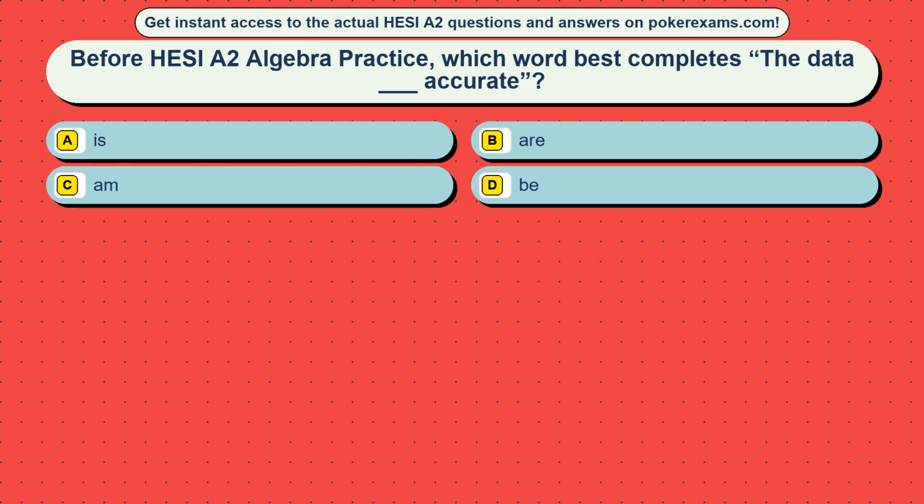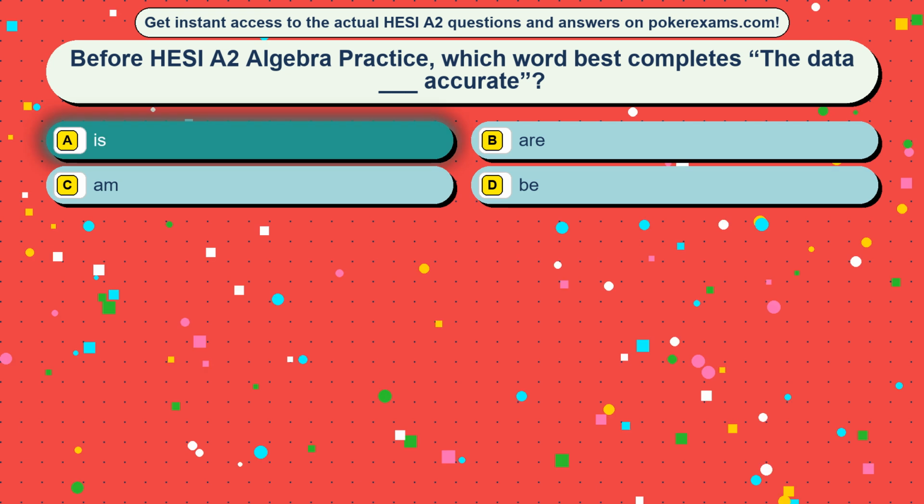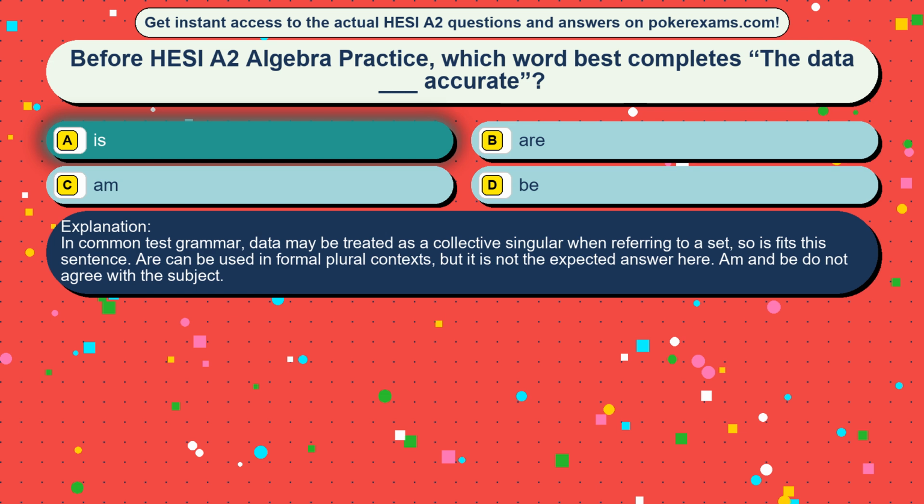Question 25. Before HESI A2 Algebra Practice, which word best completes the blank: data accurate? Option A is, option B tar, option C them, option D be. The correct answer is option A, is. In common test grammar, data may be treated as a collective singular when referring to a set, so is fits this sentence. Are can be used in formal plural contexts, but it is not the expected answer here. Options B, C, and D do not agree with the subject. Question 26.